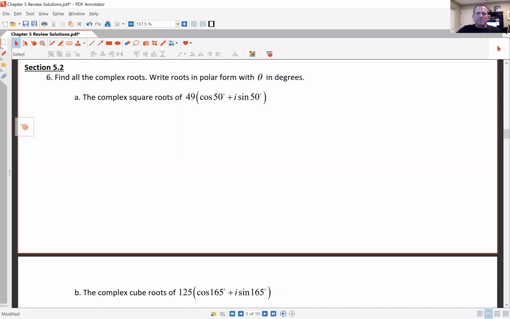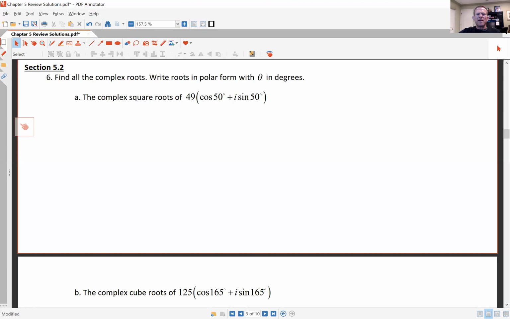This video covers section 5.2 review for trigonometry, part 2, finding the roots of complex numbers and using de Moivre's theorem. So we've seen before that when you have a power on a complex number in polar form, you multiply that power times the angle, and you take the modulus or the length of the complex number to that power.